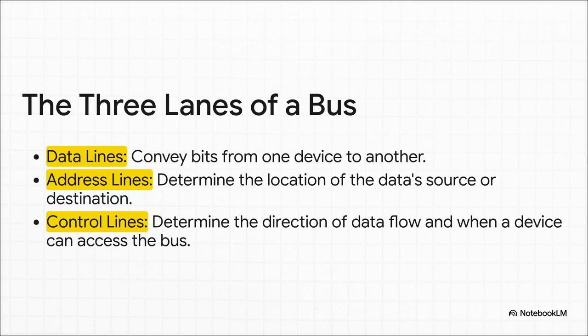You've got the data lines. Those are the main lanes carrying the actual information, the ones and zeros. Then you have the address lines, which act like a GPS, telling everybody the exact location the data needs to go to or where it's coming from. And finally, you've got the control lines. They're like the traffic lights, managing the flow and making sure data doesn't crash.